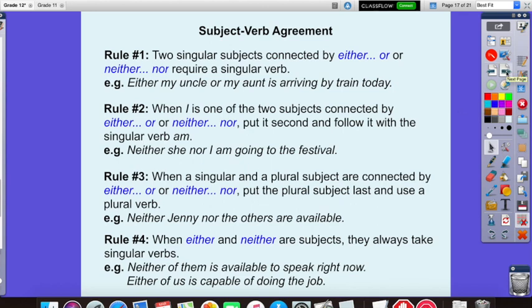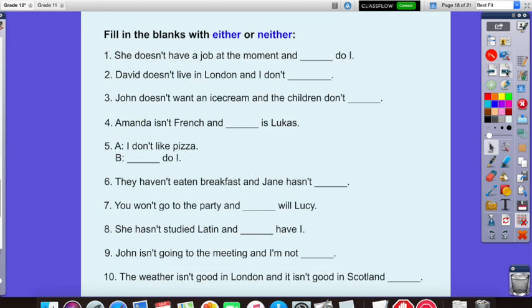Now let's do some practice. Fill in the blanks with either or neither. I'm going to give you 15 seconds for each sentence.